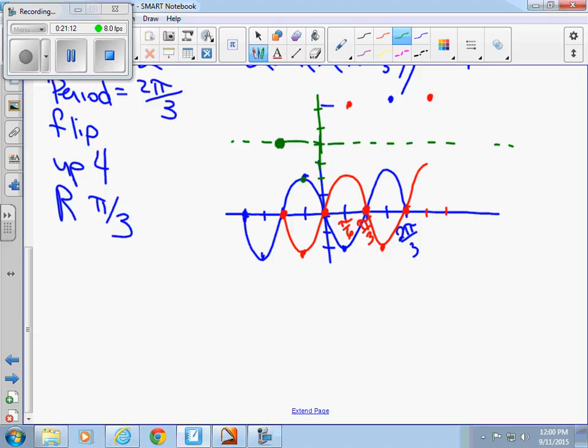This one, move it up 4, ends up being 2 units down. The amplitude didn't change. Center line goes back to center line. This one goes up to 2. This one goes back to the center line. Down 2 units from the center line. Back to the center and 2 units up from the center. So the green graph is your plot.